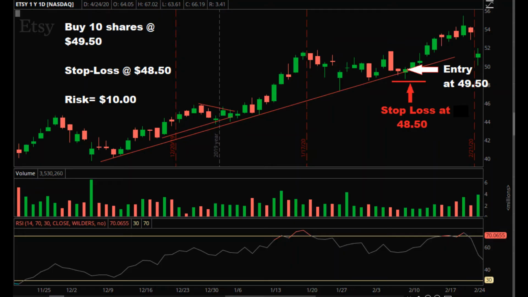So if it were me, I would set my buy point here at 49.50. I'd set my stop loss around 49 or 48.50. That would give me a risk of $10 on the trade. And then once you go into a trade, you always want to have a plan for the trade. So our target, we're going to look for some resistance. If you look at the chart, there was a previous price a little bit above here where we closed at 52.50, so that would be my price target.